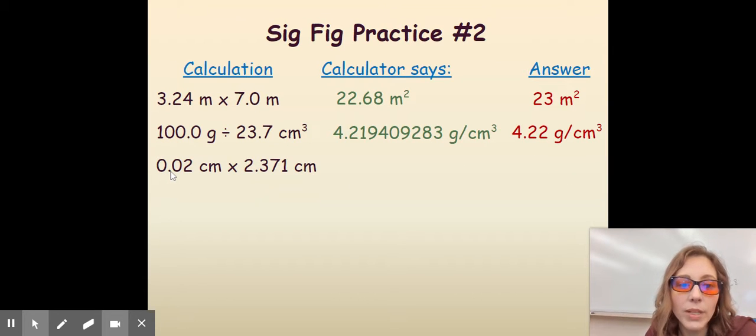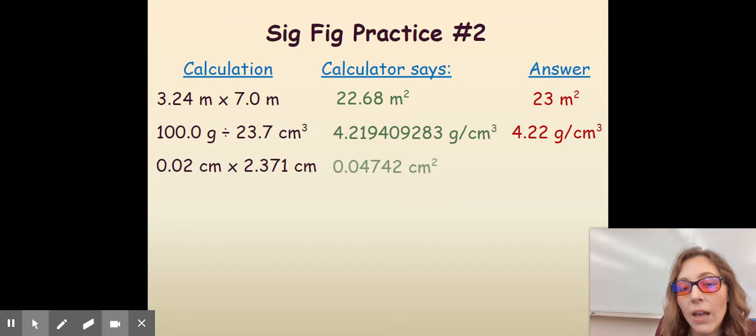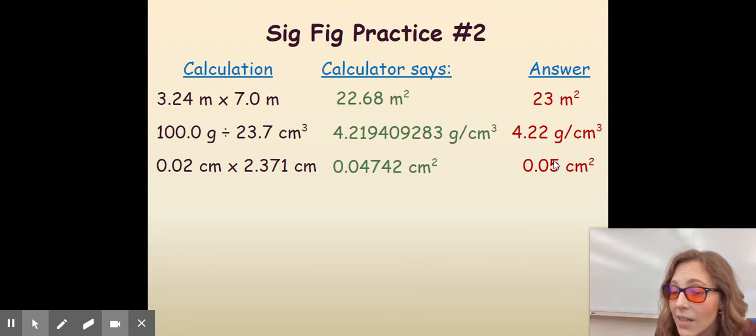Next one, 0.02, that only has 1 significant figure. The other one, it doesn't matter, it's got 4, okay? So our answer can only have 1 significant figure. So if our calculator says this, then the 4, and we're looking right at the 7. So is the 7 going to round the 4 up or down? It's going to round it up. And so, whoops, I went backwards. We're going to get 0.05. And that only still has 1 significant figure. And centimeter times centimeter is centimeter squared.